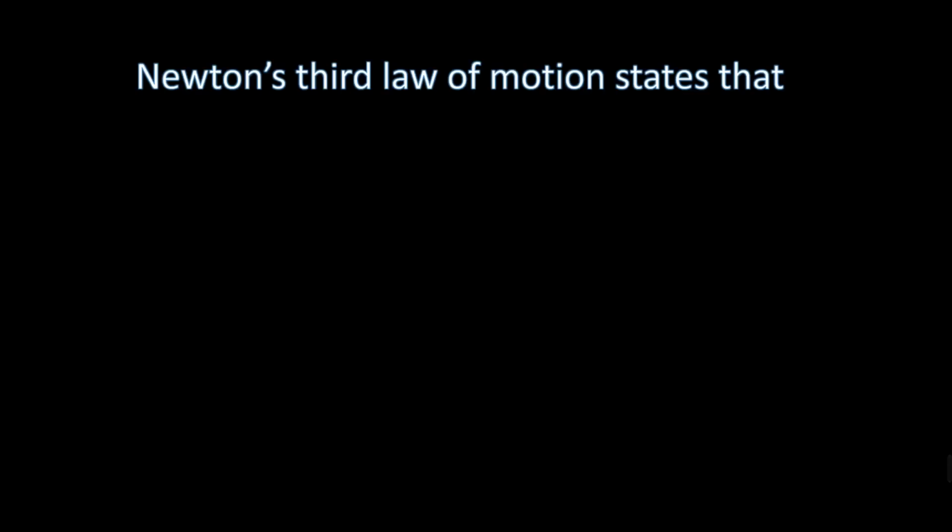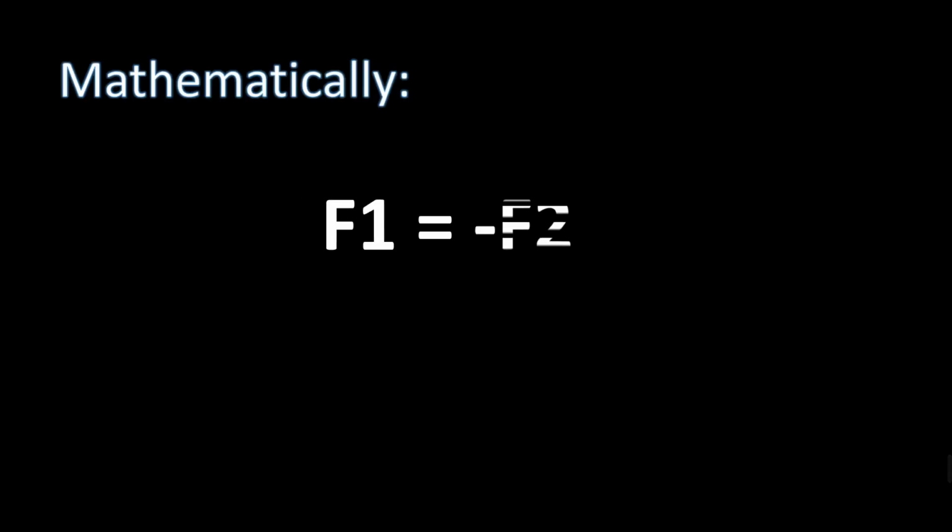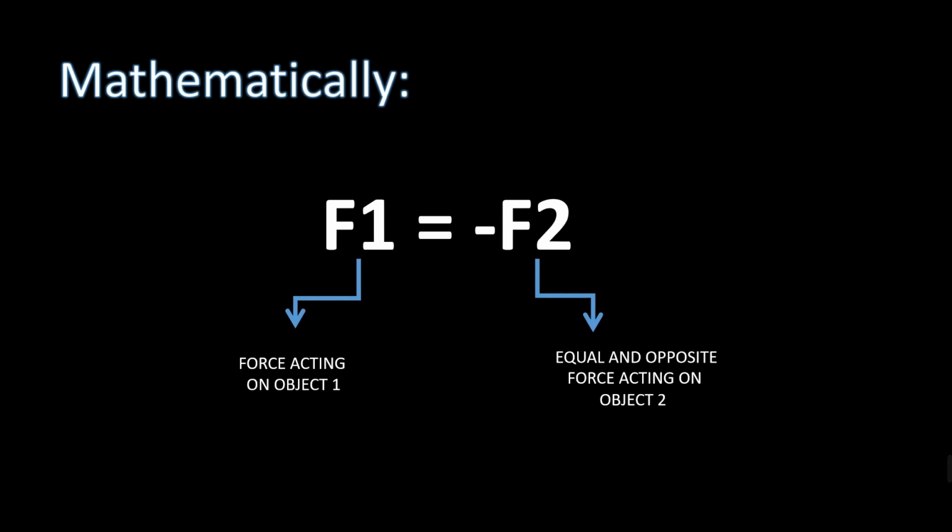Let's come to Newton's third law of motion. Newton's third law of motion states that for every action there is an equal and opposite reaction. Mathematically, F1 is equal to negative F2, where F1 is the force acting on object 1 and F2 is the equal and opposite force acting on object 2.